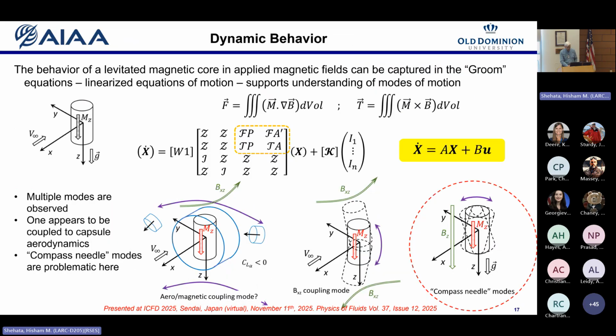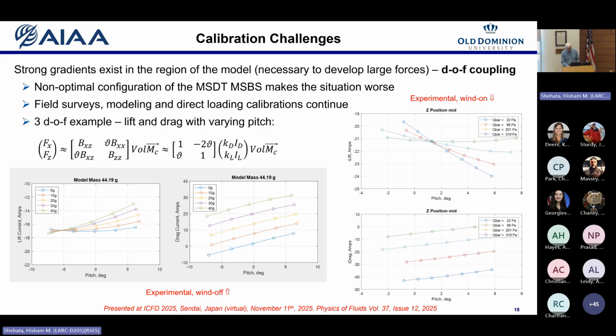The dynamics of the whole system are very complicated, so we've been doing mode analysis and so forth. The mode that worries us for today is the right-hand one with the big circle around it, the so-called compass needle mode. The axis of magnetization tries to align with a steady state vertical field that's applied, and that gives it stiffness, but no direct control or damping. So we have to watch for a coning or wobbling motion about that axis. Calibration is challenging, but we're making progress with that as well.